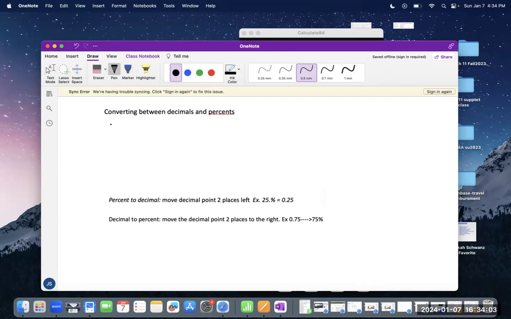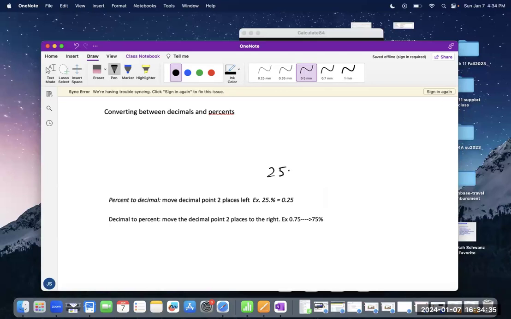That's the confusion. We're going to learn this in a second, but here's the method. If you're turning a percent to a decimal, then you move the decimal 2 places to the left. So it looks like this. If you have 25%, then you're going to move it twice to the left, and now it becomes, as a decimal, 0.25.